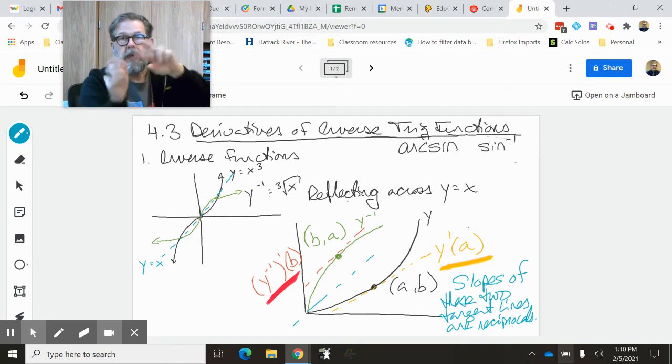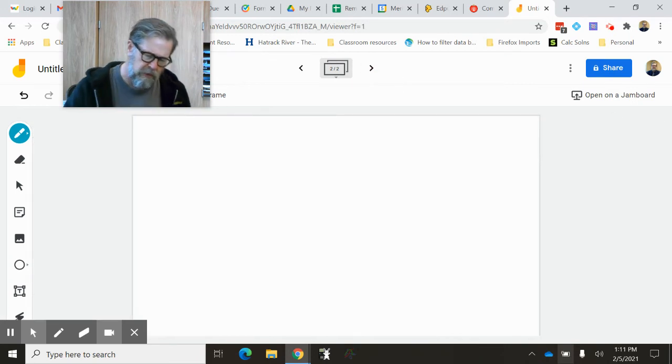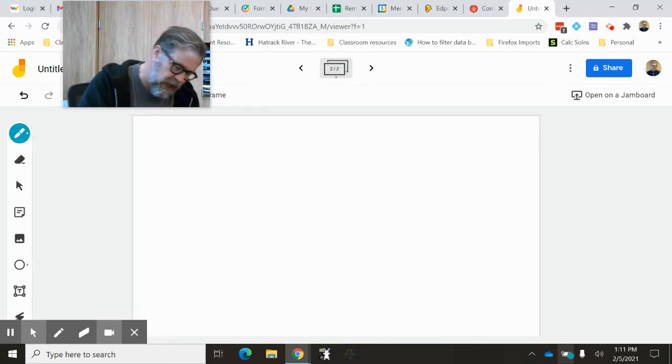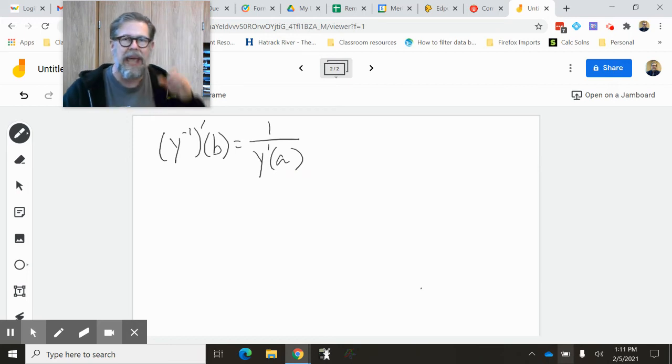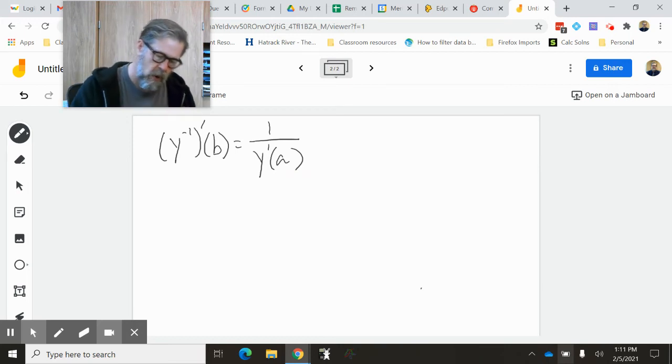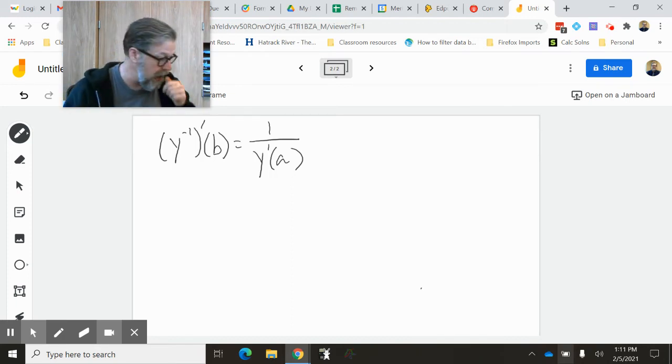When you reflect them, your x's and y's switch. So think of it as your change in y over change in x gets flipped and becomes change in x over change in y. So if we write that mathematically, we can say that the slope of the inverse function at b is equal to the reciprocal of the slope of the original function at a. All right. So two things that we have to do. One, we take the reciprocal. Two, we switch the point to a and b.